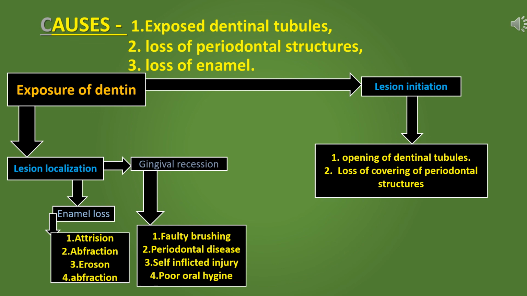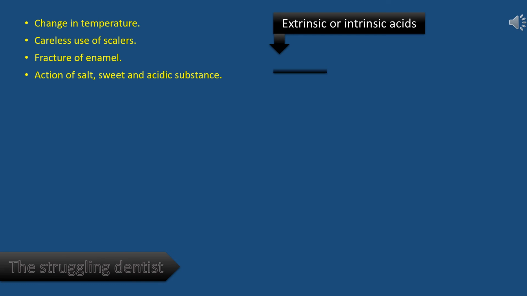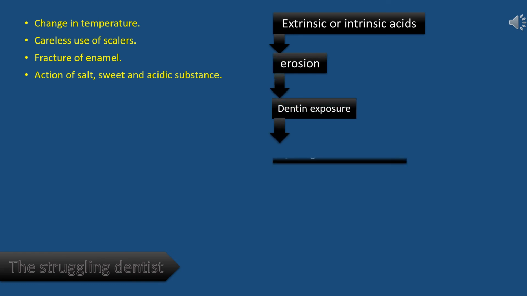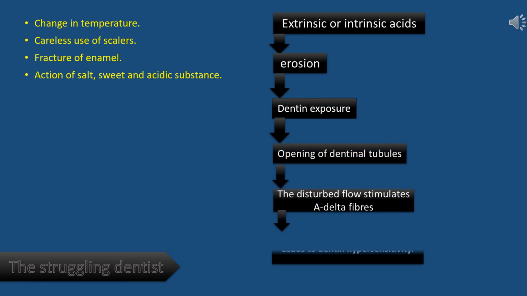The second one is lesion initiation. Here opening of dentinal tubules occurs. Loss of covering of periodontal structures also leads to exposure of dentin. Some other causes of dentin hypersensitivity are change in temperature, the careless use of scalers, fracture of enamel, action of salt, sweet, and acidic substances.